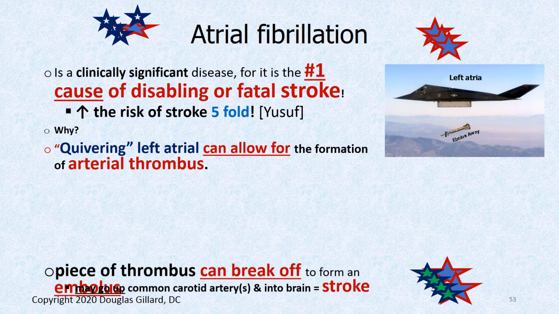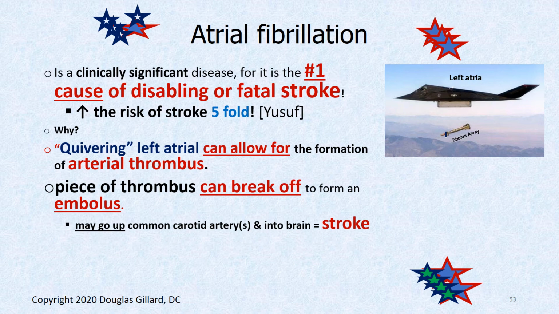The atria is going about 550 contractions per minute. Let me say that again. The atria is contracting 550 beats per minute. Thank goodness for the AV node, right? That slows that down to maybe 160 beats per minute. So you have a huge ratio.